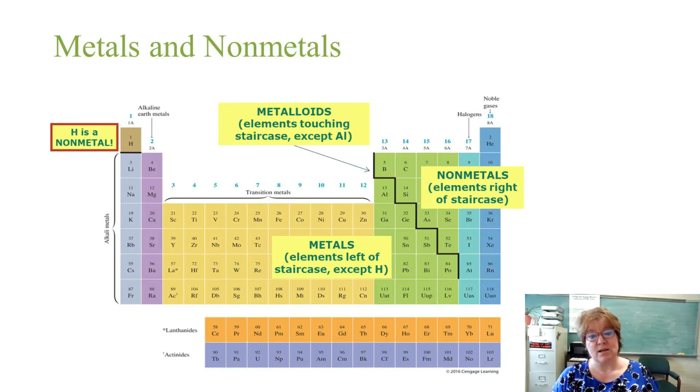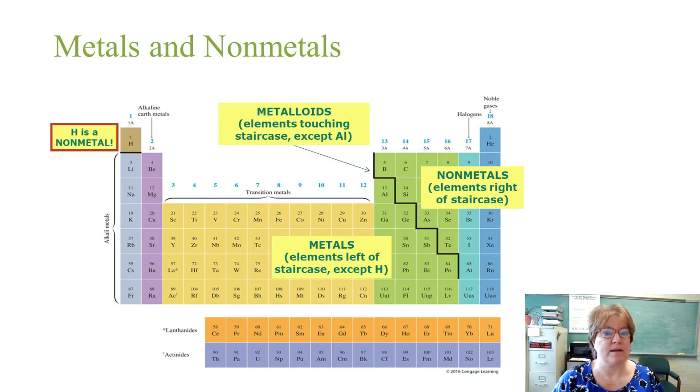We also have this staircase breaking up into 2 different types of elements. So at this point, I want you to know that metals are the elements that exist on the left side of the staircase. Non-metals are the elements that exist on the right side of the staircase. Any of these ones that are touching, so boron, silicon, germanium, arsenic, antimony, tellurium, polonium, and astatine, they are metalloids. We call them metalloids, which means they sort of can have properties of both metals and non-metals.